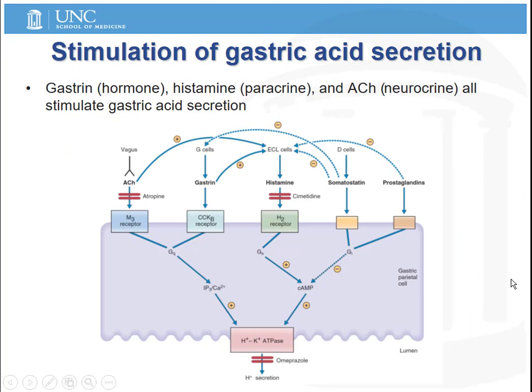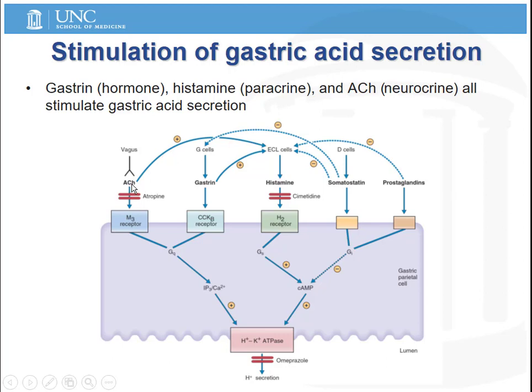Here we can look more closely at the complex regulation of acid secretion. So during a meal, there are hormones and paracrine factors and neurocrines that all act together to ensure adequate acid secretion. This diagram shows a basic schematic of a parietal cell that has receptors on the basolateral membrane and the proton pump on its luminal membrane. Activation of vagal parasympathetic outflow to the stomach, which happens when we see or smell food and when food enters the stomach, stimulates gastric acid secretion through both direct mechanisms and indirect mechanisms.